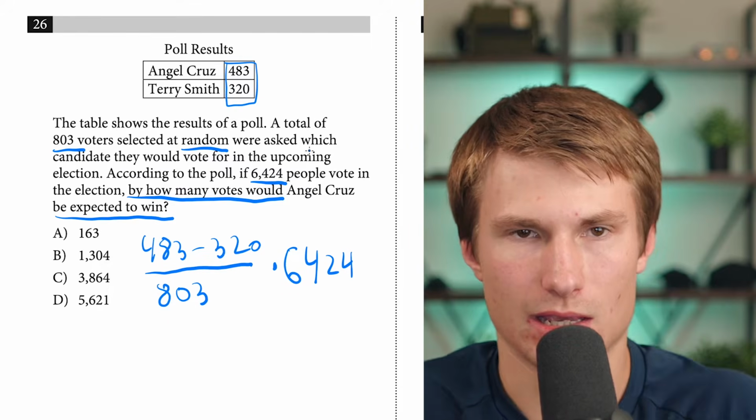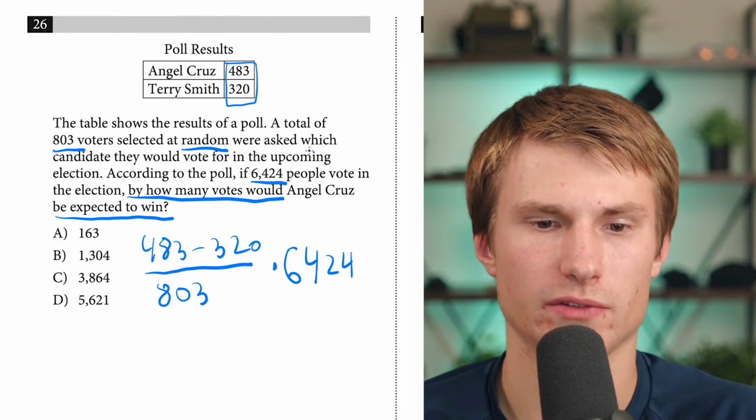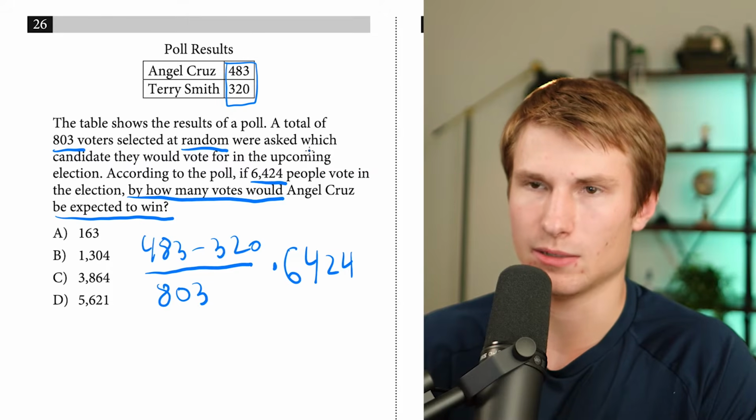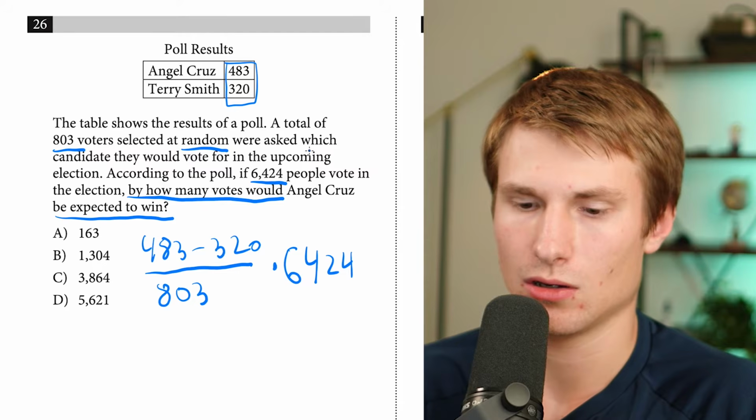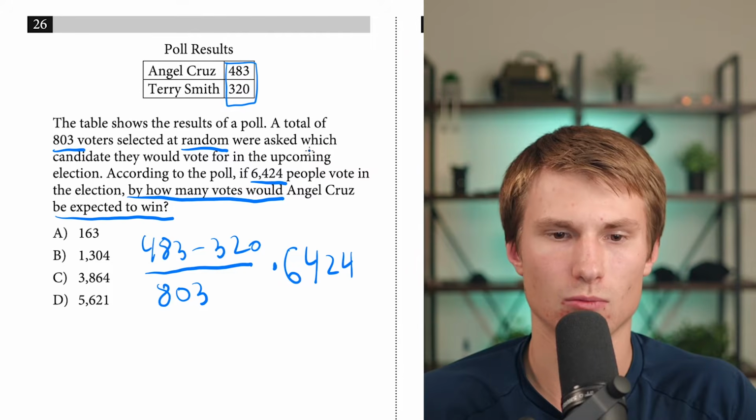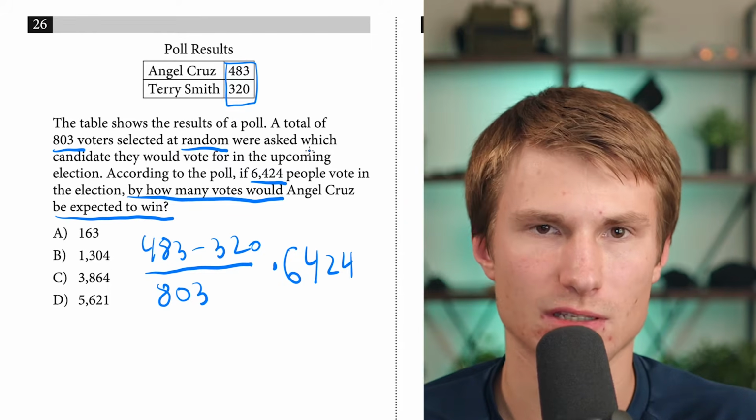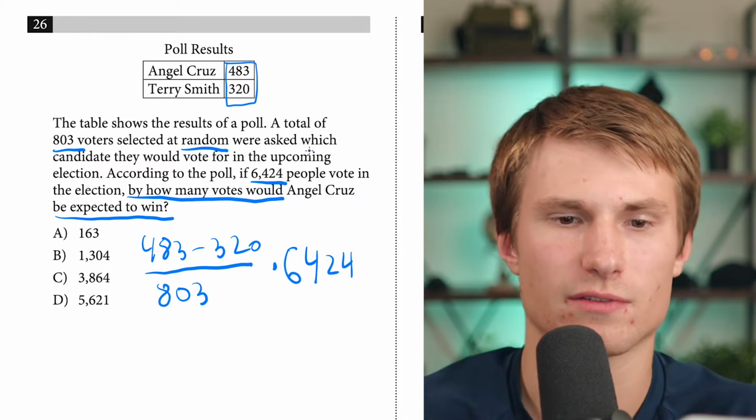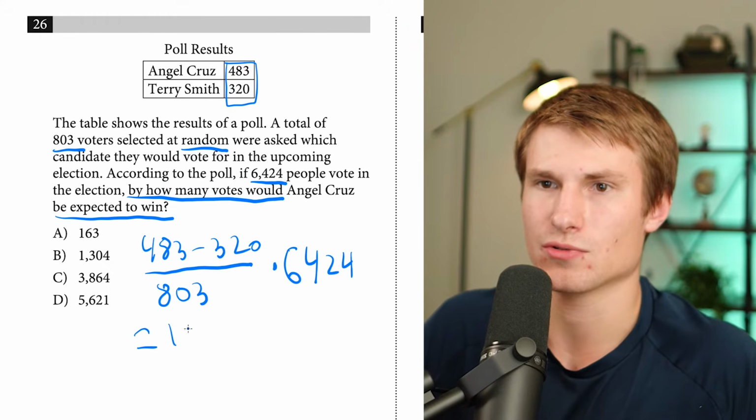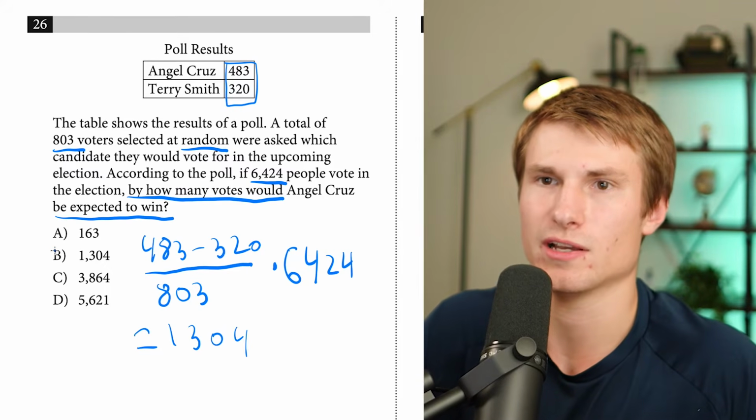So let's go ahead and put this in the calculator and see what that gets us. That's 483 minus 320 all over 803. That's about 0.203. We'll multiply that by 6,424, and that'll give us 1304. So that'll be answer choice B.